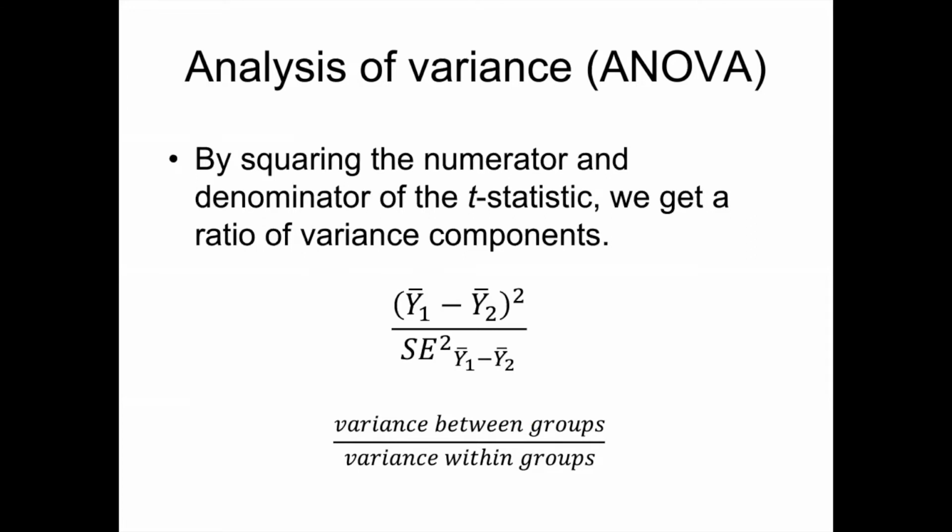Now, the same basic principle applies in our analysis of variance. If we took, for example, our numerator and squared it and our denominator and squared it, then we would start to get a ratio of variance components, like the variance between groups relative to the variance within groups. And this is essentially what we're doing when we perform an ANOVA.